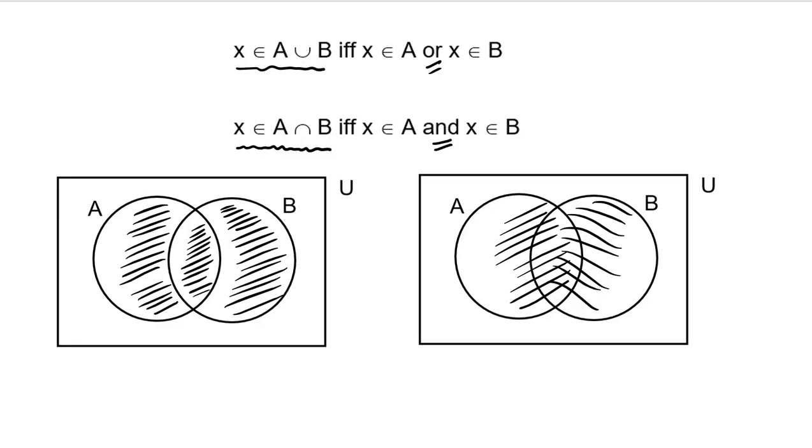So in which region is the AND statement true? X is in A and X is in B. That would be this little region right here. Some students call it the football in the set diagram. So that region would be A intersect B.